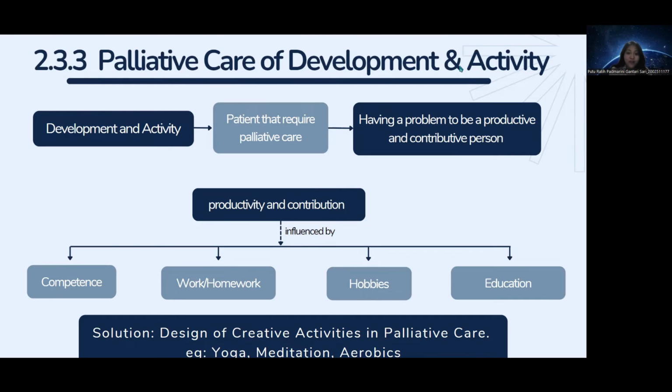Progress and activity from a quality of life point of view can be assessed by measuring productivity or contribution and how the patient ultimately makes his or her choices. Productivity and contribution can also be influenced by several things such as competence, work, homework, hobbies, and education. Competence of patients with palliative care tends to change compared to when they had not experienced the disease that requires the treatment.